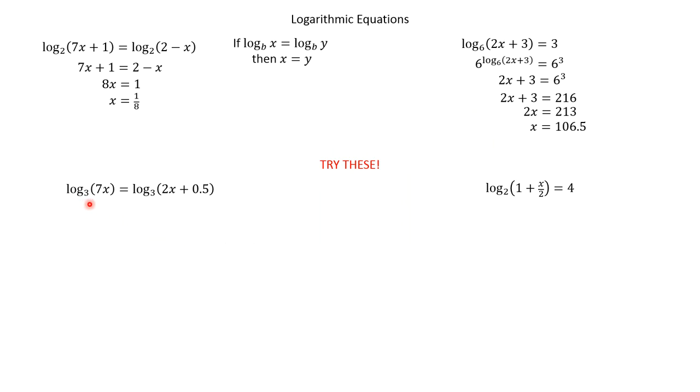How'd we do this time? So, this one, well, 7x is going to have to equal 2x plus 0.5. Subtract the 2x to get 5x equals 0.5. Divide by 5, x equals 0.1. That one was probably pretty easy is my guess. How about over here? Rewrite it. 2 to the 4th equals 1 plus x over 2. 2 to the 4th is just 16. Subtract 1. So x over 2 equals 15. Multiply by 2. x equals 30.